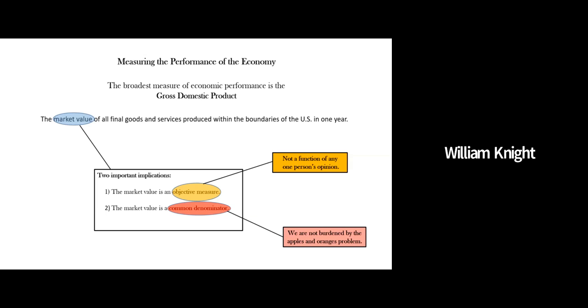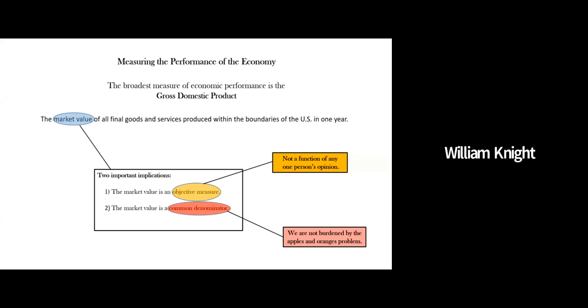First of all, the market value provides us with an objective measure of the value of the good or service. The only person's opinion is the person who purchased it. That's the only one that counts. Not your opinion, not my opinion, not anybody else's opinion. And so in that sense, it is an objective measure of the value of a good or service.